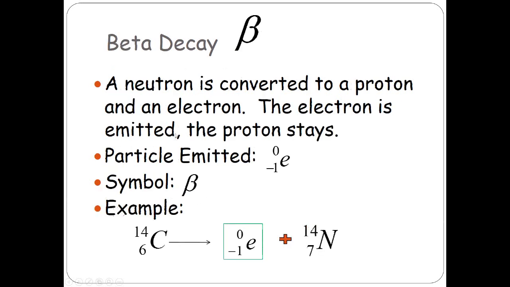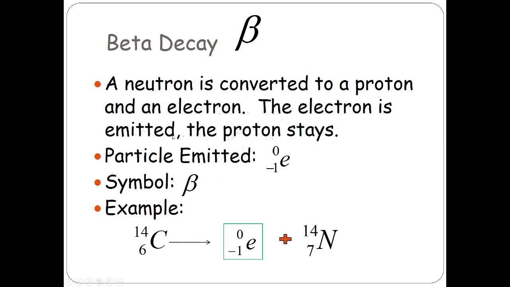Second type of decay is called beta decay. And this occurs when a neutron that is in the nucleus of an atom converts into a proton and an electron. And that's kind of an odd thing to think about, but that's exactly what happens. Now the electron is emitted, which means it shoots out of the nucleus and goes off into space somewhere, but the proton stays behind. It's still part of the nucleus.